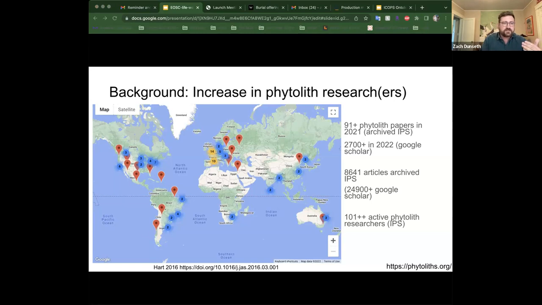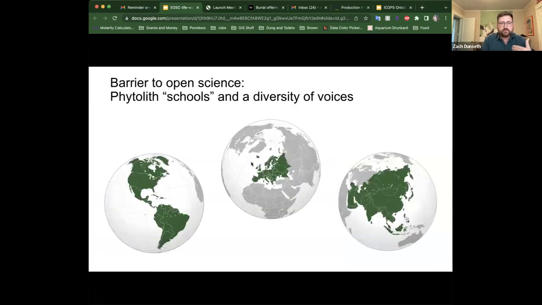We have many barriers that are keeping us from specific types of open phytolith science. First, we have these phytolith schools. Since at least the 1960s, phytolith science, and especially phytolith science in archaeology, has developed in different parts of the world. Each of them has been characterized by their own terminologies, their ways of analysis and interpretation. Communicating between these regions can be difficult.